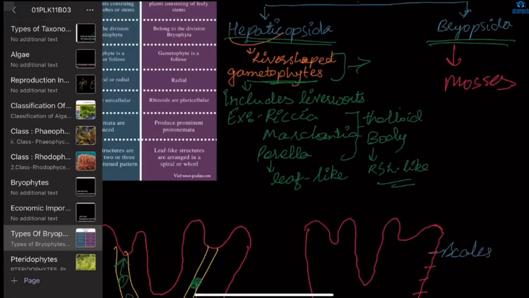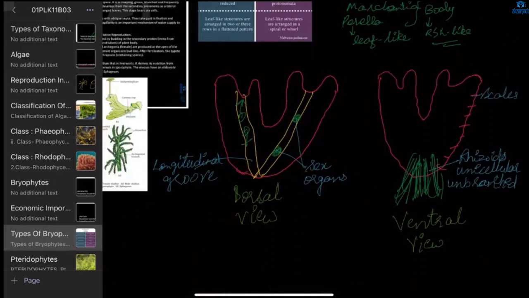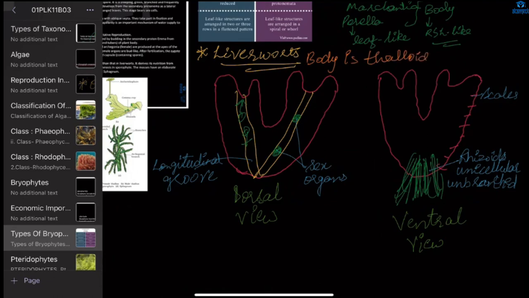So we will see the Hepaticopsida, which means liver-shaped, or we will study the liverworts. Can anyone tell me about any characteristic of liverworts? From here we will start the liverworts. We will study their body structure, their habitat, and next their reproduction. So first, body structure. Their body is thalloid, and they are found in moist and damp places.